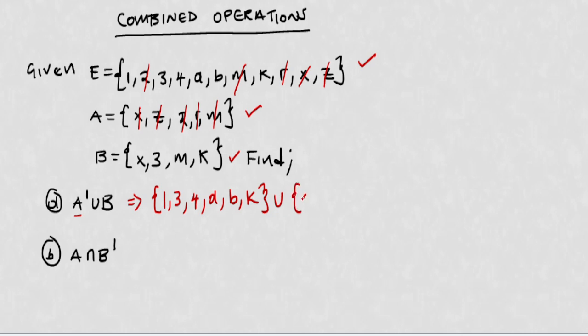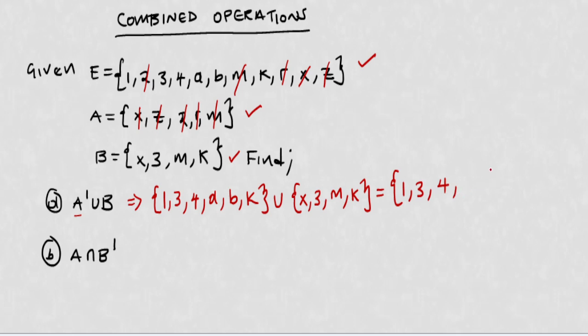So set B is x, 3, m, k. If you unite these things, we are simply putting them together. So without repetition, I'll start with numbers, then letters. So the numbers we have 1, then 3, then 4. 3 is appearing both, but I've just decided to write it once. In fact, you're supposed to write it once.